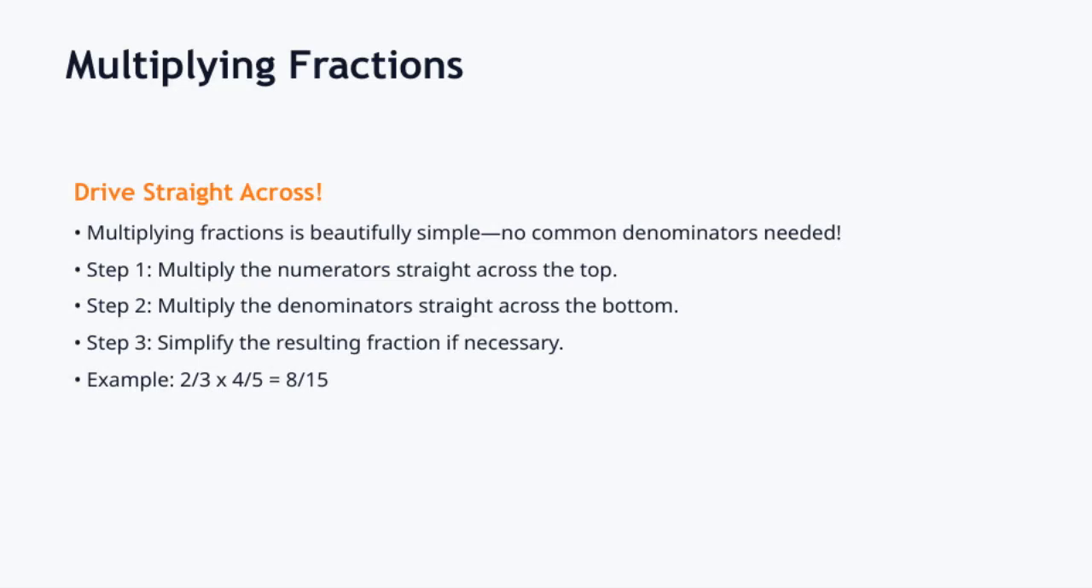Multiplying fractions is surprisingly straightforward. No need to find common denominators. Here's the simple process. First, multiply the numerators straight across the top. Then, multiply the denominators straight across the bottom. Finally, simplify the fraction if you can. For example, 2/3 times 4/5 equals 8/15. It's a quick, direct way to multiply fractions without extra steps getting in the way.